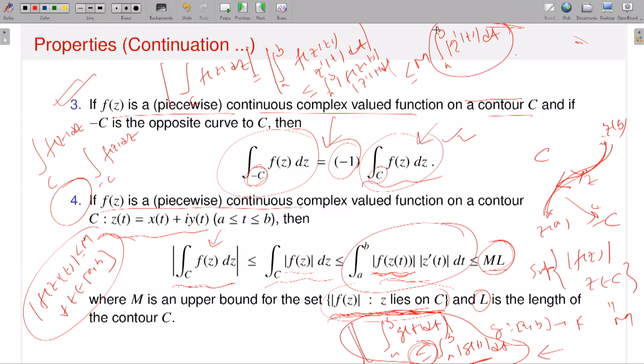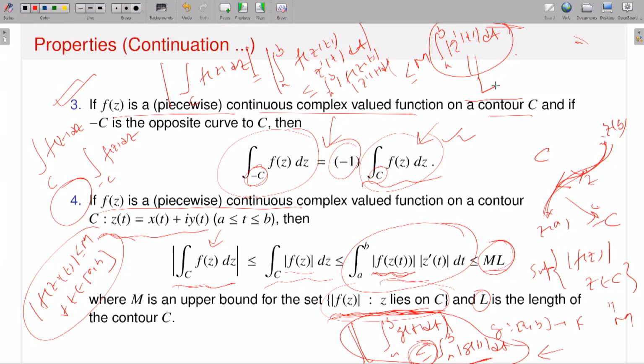But if you remember, when I was talking about what is called a differentiable curve in my earlier lectures, how to calculate the length of the curve. If your curve is a differentiable curve and z is the parameterization, then the length of the curve is nothing but this formula: the integral from a to b of |z'(t)| dt. So therefore this is exactly equal to M times L. Sometimes this is called the ML formula.